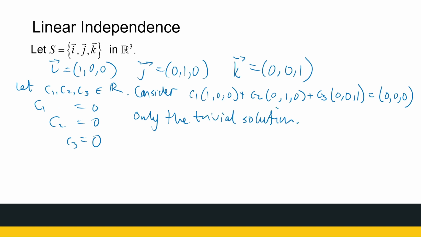So because the vector equation has only the trivial solution, I can say that the set S is linearly independent. And what that means is those three stand alone. Not one of them is a linear combination of the others.